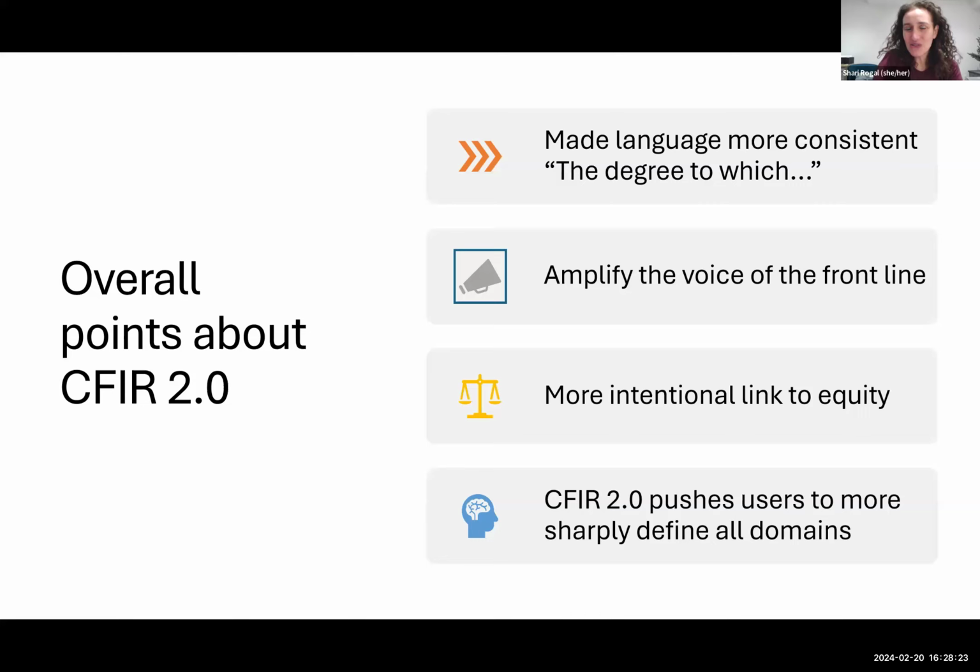I just wanted to close with some of the overall pointers, which is that CFIR 2.0 really made language more consistent. So you probably have heard me saying the degree to which X is present. It's really focusing on who are the people we need to talk to in a continued way that I think CFIR always did, but really focusing on who all those individuals are. There is a more intentional link to equity, both in the outcomes addendum as well as in each of the individual constructs themselves, particularly around culture. And we can talk more about this as well.